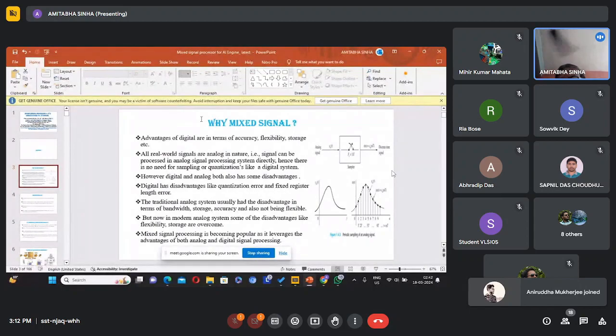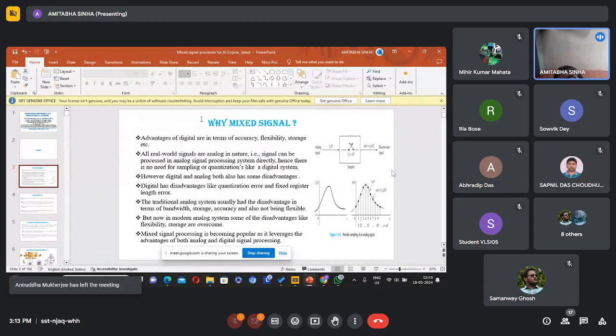The traditional analog systems usually had disadvantages in terms of bandwidth, storage, accuracy, and also flexibility. Our earlier concept was that analog signals cannot be stored. They are not flexible. But these concepts are no longer valid today because of the advancement of technology. Of course, bandwidth is a problem, because digital systems are exhibiting higher bandwidth than analog today.